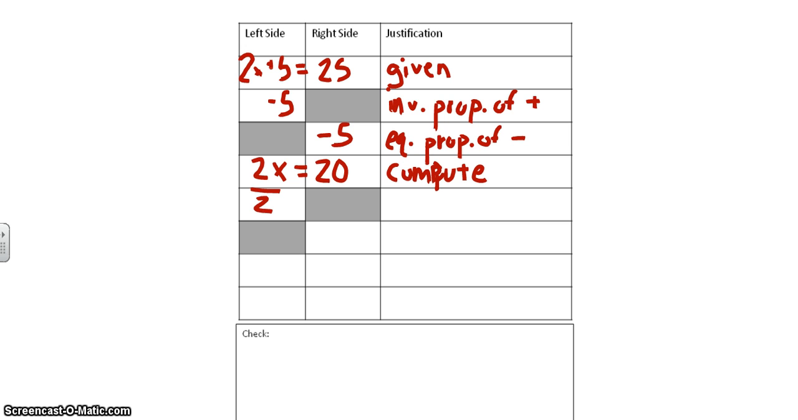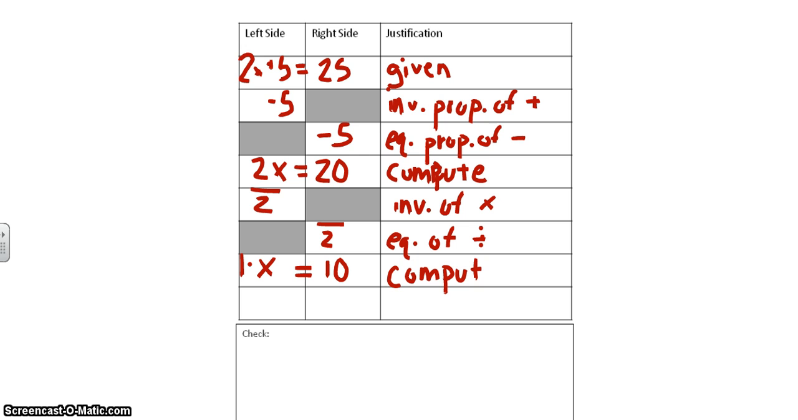Alright, then we want to get x by itself. This now turns into a one-step equation, which we've been working on. So 2x divided by 2, we want to get rid of the multiplying, so inverse property of multiplication. We divide by 2 on the other side for our equality property of division. So we end up with 1 times x equals 10, which we computed, because 2 divided by 2 is 1, 20 divided by 2 is 10. We end up with x equals 10, and that is our identity property. 1 times x equals x, identity property of multiplication.